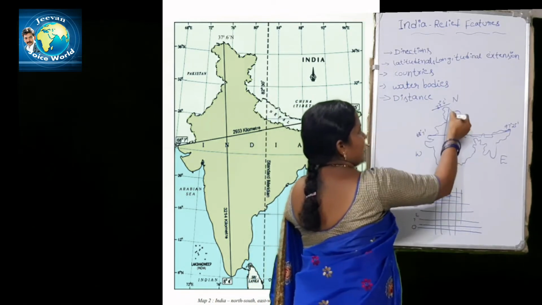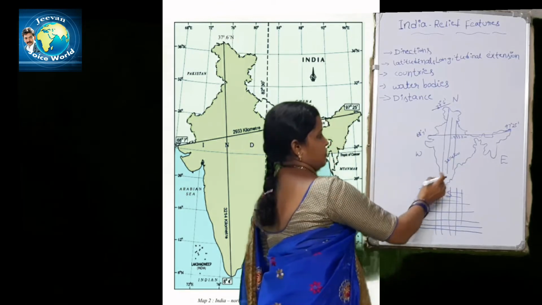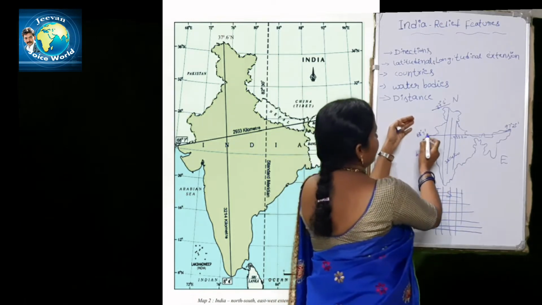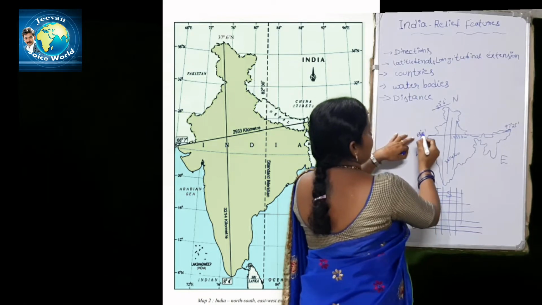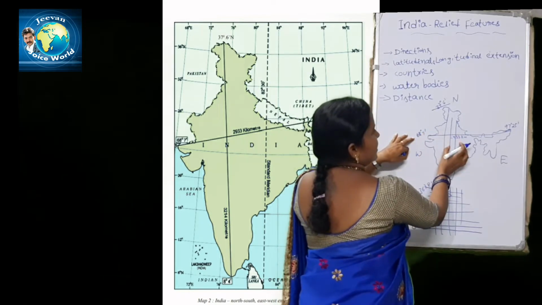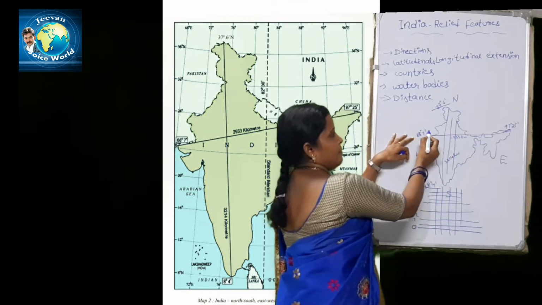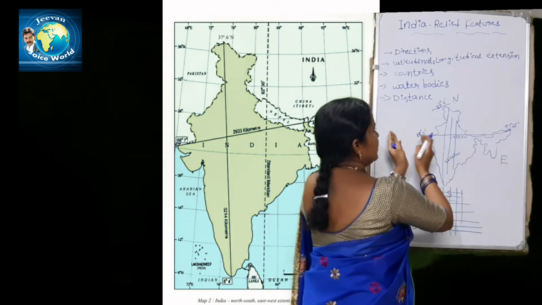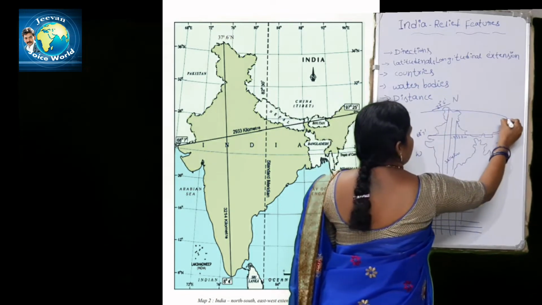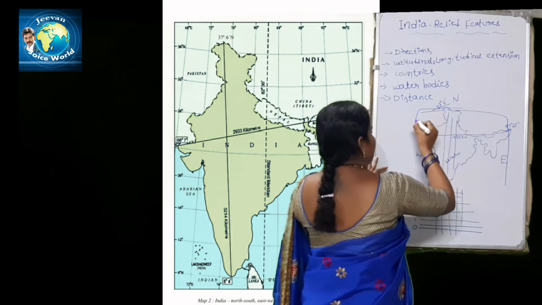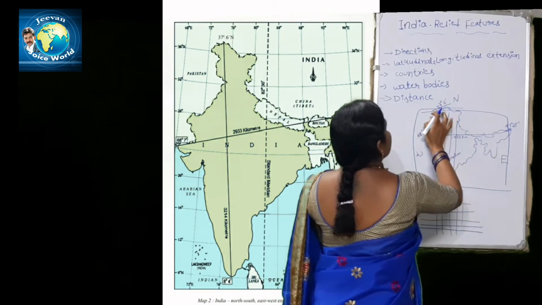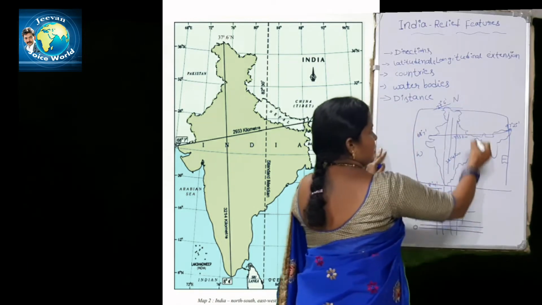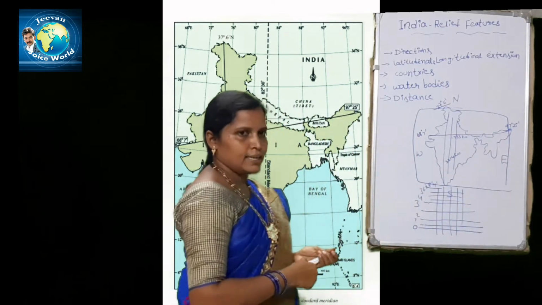Next, these lines are longitudes. What is the longitudinal situation of India? India lies between 68 degrees 7 minutes and 97 degrees 25 minutes east longitudes. India lies between these longitudes. Children, observe carefully. This is India's latitudinal and longitudinal position.